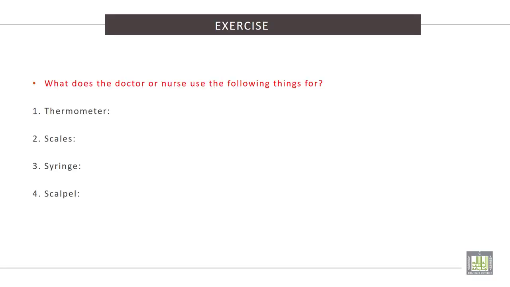Exercise. What does the doctor or nurse use the following things for? 1. Thermometer. The doctor or the nurse use thermometer for taking temperature. 2. Scales. The doctor or the nurse use scales for weighing people.